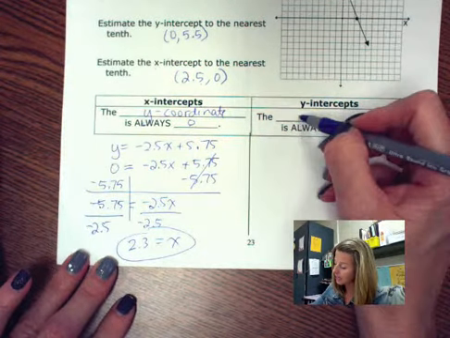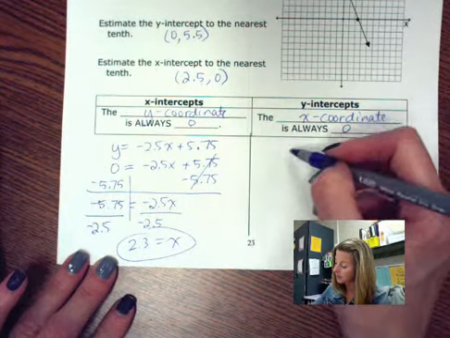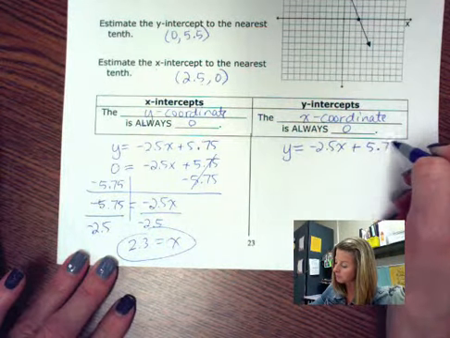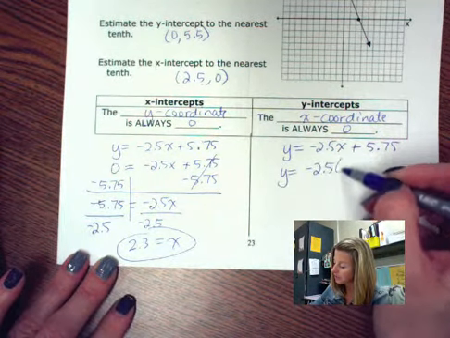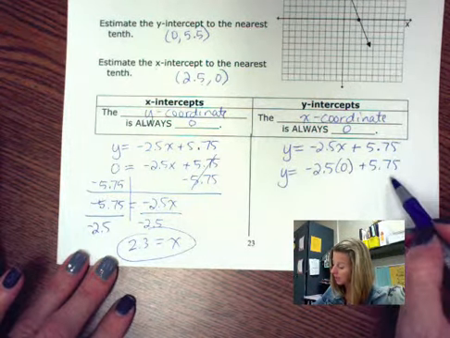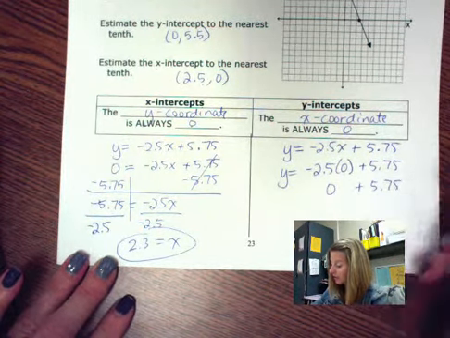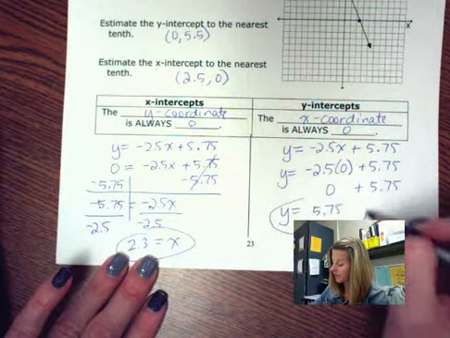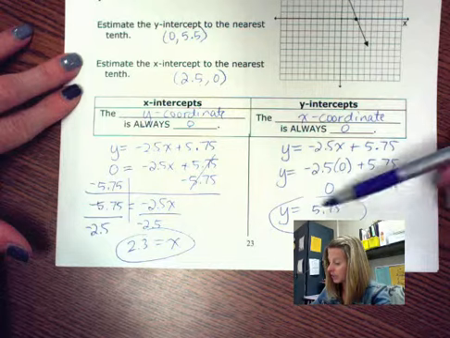On my y-intercept, the x-coordinate is always 0. So I'm going to take my equation, y equals -2.5x plus 5.75, and make x 0. So y equals -2.5 times 0 plus 5.75. Now I'm ready to do the math. -2.5 times 0 is just 0. Plus 5.75, I get 5.75. So y is equal to 5.75, and I estimated 5.5. So we can estimate fairly well on our graph, but we want to accurately calculate it.